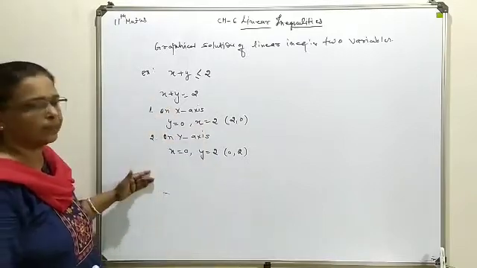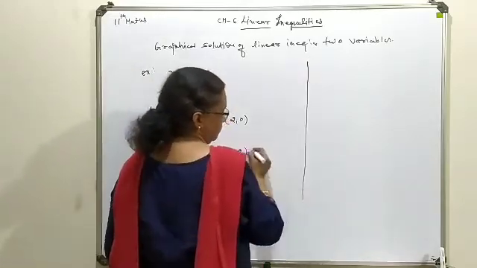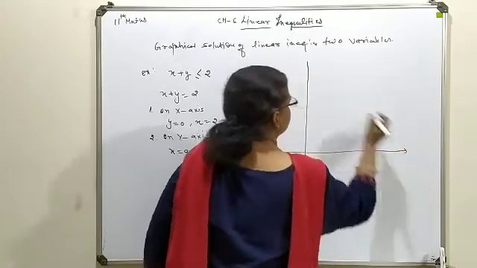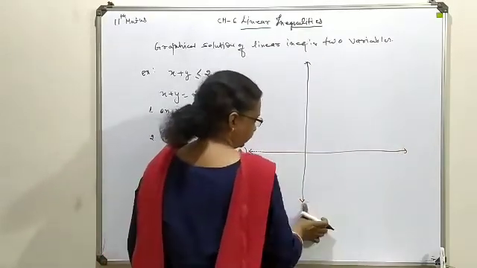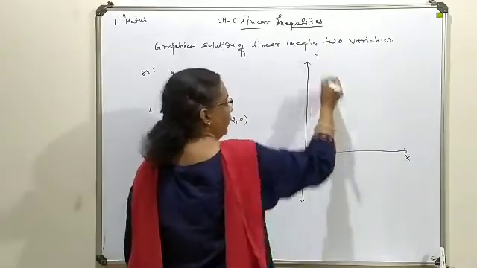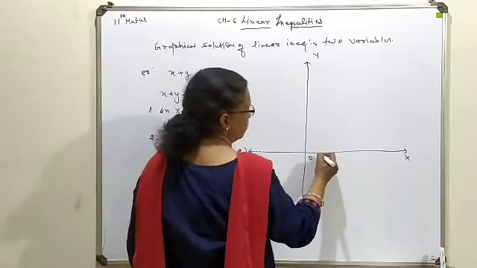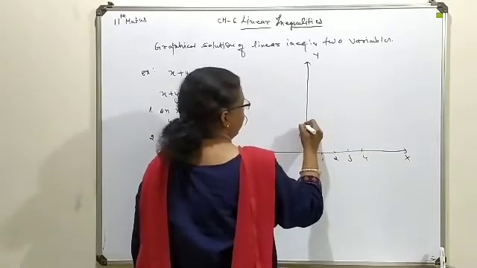Now graphically represent these 2 points on this quadrant system. This is your x dash. You all are clear about this presentation. So this is 1, 2, 3, 4. Formally all we have to write.